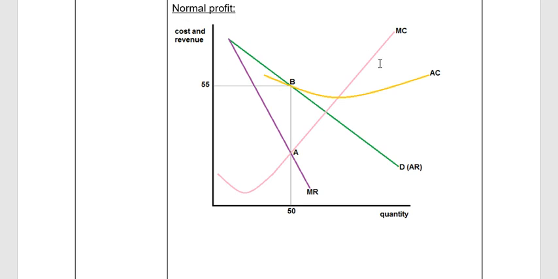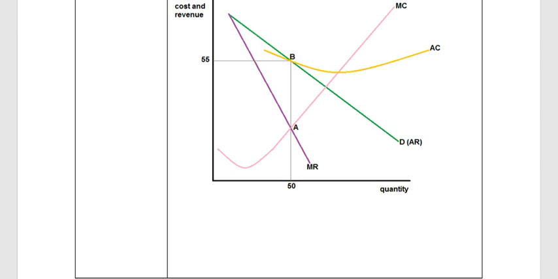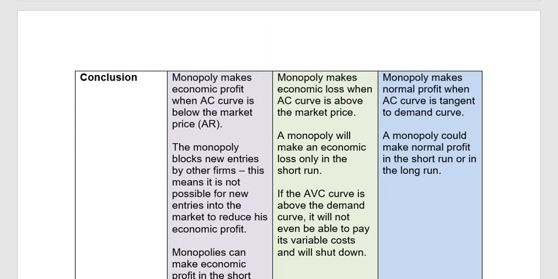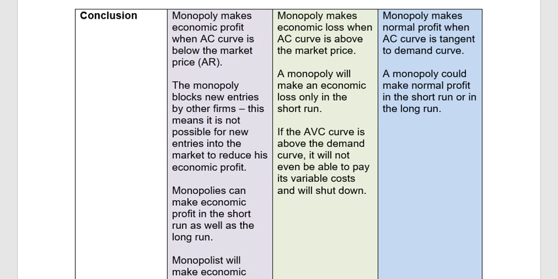You scratch this out 100%. You leave nothing left over to the imagination. You scratch it out. You can even write there for yourself, we don't have to be able to draw the normal profit. Ignore this graph. Okay. And then just before the end of this lesson, let's just look at the conclusion.